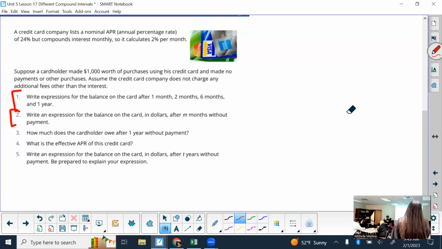So to make the expressions, does any table want to volunteer for the 1 month? You guys want to volunteer? No. I mean, I could pick a table at random, but you might all be in the same boat.